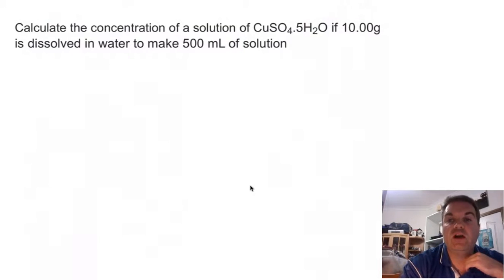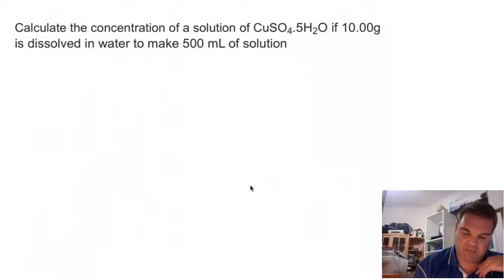This is pentahydrate. What this actually means is this has got 5 water molecules which are bound to the copper sulfate. That's really important, because when you calculate the molar mass of copper sulfate pentahydrate, which is what we're going to be doing today, you must include those 5 waters in there. So what we've got is 10 grams dissolved in water to make 500 mL of solution.